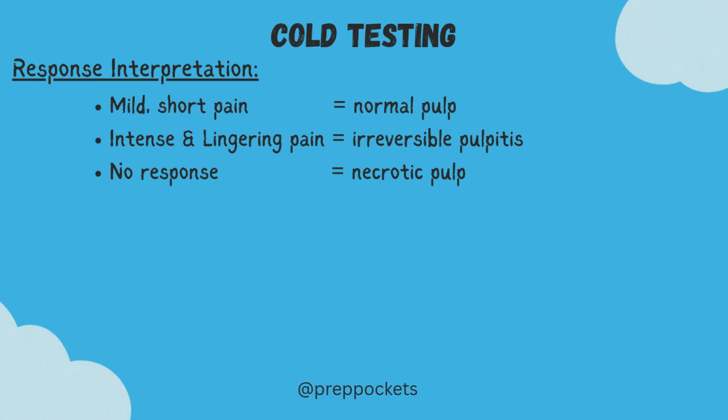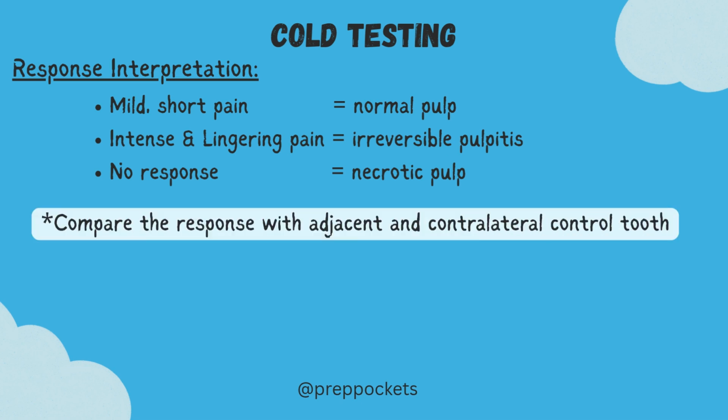If there is quick, mild pain that goes away when the stimulus is removed, that is considered a normal response. Intense and lingering pain indicates irreversible pulpitis. But if there is no response, this could indicate necrosis, but always confirm with another test. Consider doing EPT. Always compare the response with the adjacent and contralateral control tooth.